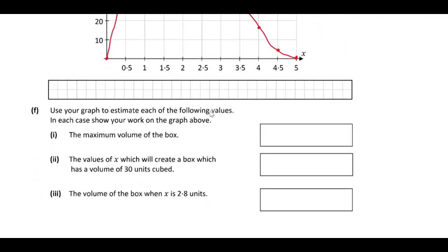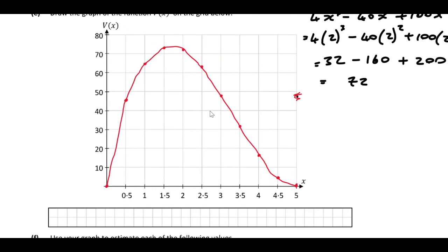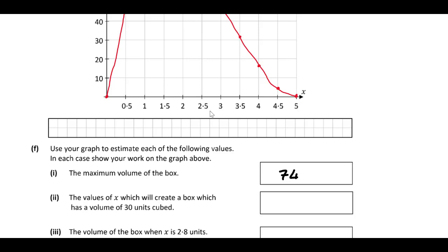Use your graph to estimate each of the following values, the maximum volume of the box. Well, volume here is on the y-axis, so we've got to find the maximum volume of the box. So maximum volume is going to be here, so we're just going to come over this way. You guys need to use a ruler here. I don't have a ruler, so it's around there. So I'm going to say 74. 74. And it's units squared there.